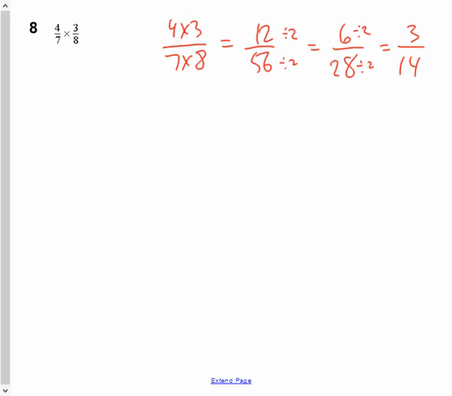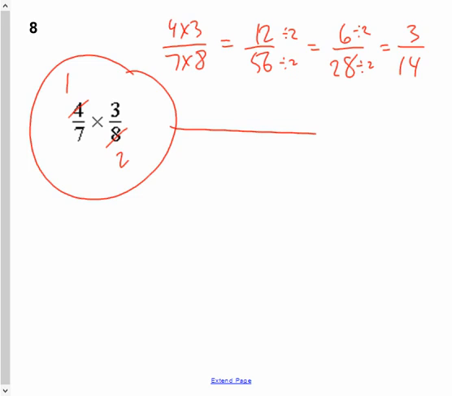However, if I was to cross-reduce this instead, the 4 over 8 would have reduced nicely down to a 1 over 2. And if I did that, the product of this is going to get me right to this answer, 3/14, and I only had to do one step, 3/14.